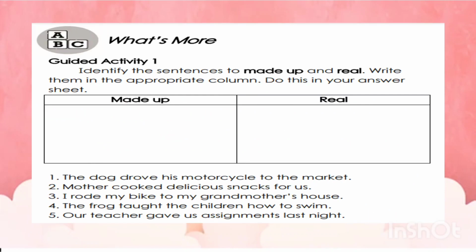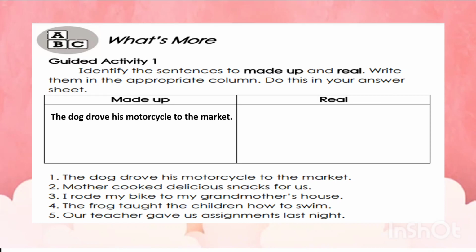What's more? Guided Activity 1. Identify the sentences to made up and real. Write them in the appropriate column. Do this in your answer sheet. Number 1. The dog drove his motorcycle to the market. You're right, made up.